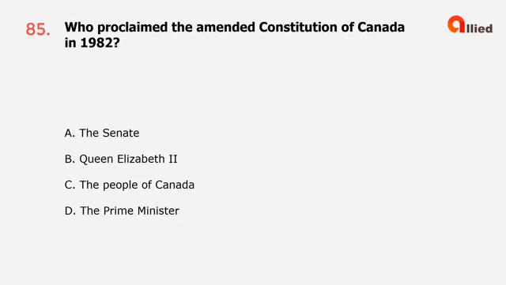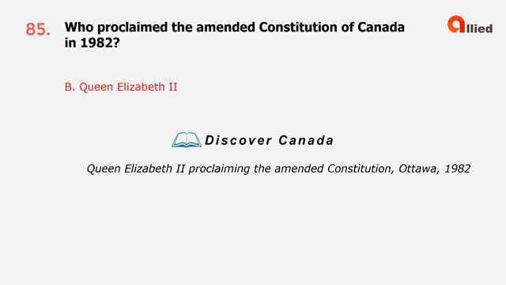Question 85. Who proclaimed the amended Constitution of Canada in 1982? A. The Senate. B. Queen Elizabeth II. C. The people of Canada. D. The Prime Minister. The answer is B. Queen Elizabeth II.